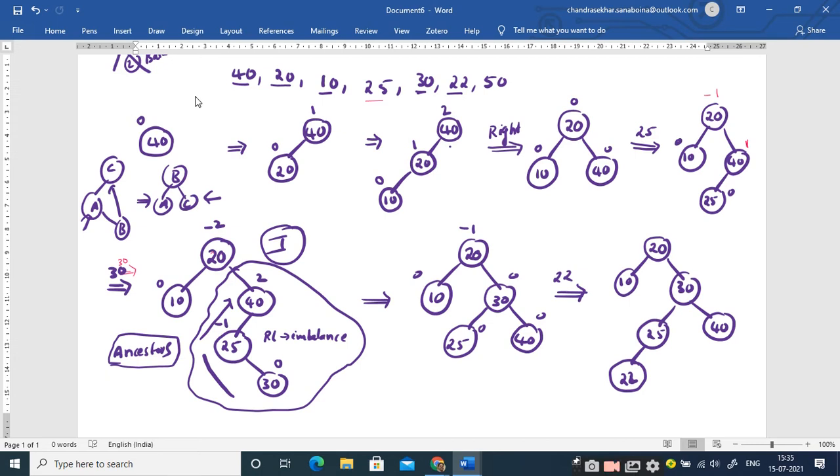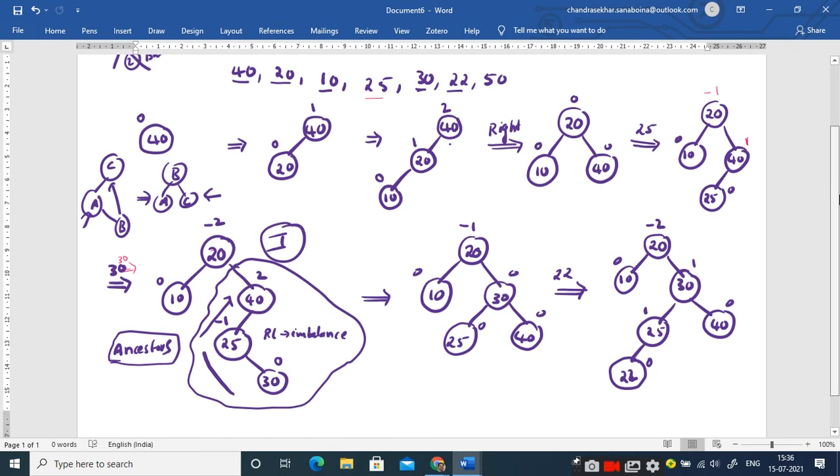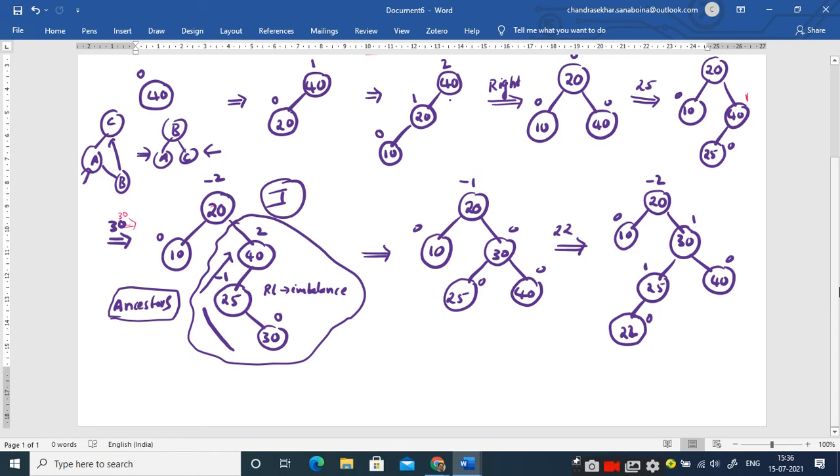So once I have inserted 22, now what are the balance factors I have here? This is 0, this is 0, and this is 0. What happens to 25? 1, sir. It is 1. What happens to 30? 1, sir. 2 minus 1, 1. What happens to 20? 1 minus 3. Minus 2, sir. Right. So where is the imbalance? At 20. Right. Listen carefully.